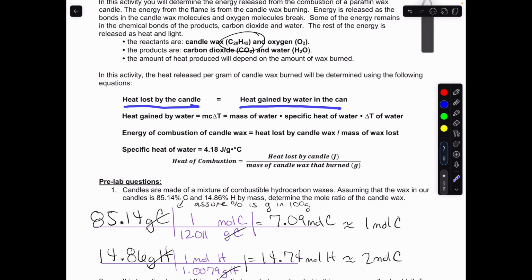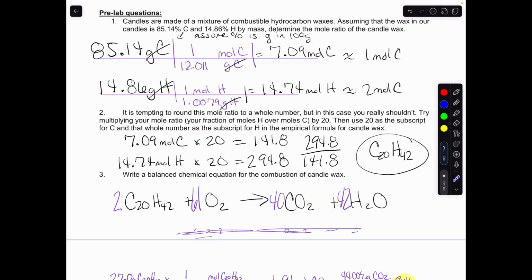And so we will be able to calculate the heat gained by the water using this mathematical equation: the mass of the water, the specific heat of the water, the change in temperature of the water. So we start off with some percent by mass values for carbon and hydrogen. And it says determine the mole ratio.